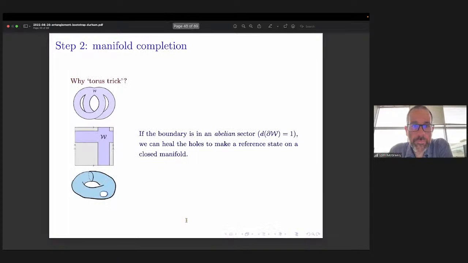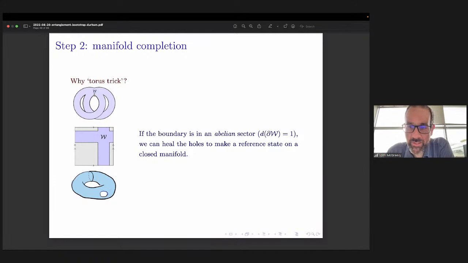Now I have to explain why this was called the torus trick. This is step two. The region that I've drawn here, maybe you can see, is a punctured torus. Here's another picture of it. This is a picture of a torus, identify opposite sides with a hole. This hole is connected to this hole, is connected to this. There's just one hole. And if I draw that as an embedded thing, it's a torus with a hole. Hopefully you can see that these are the same thing.